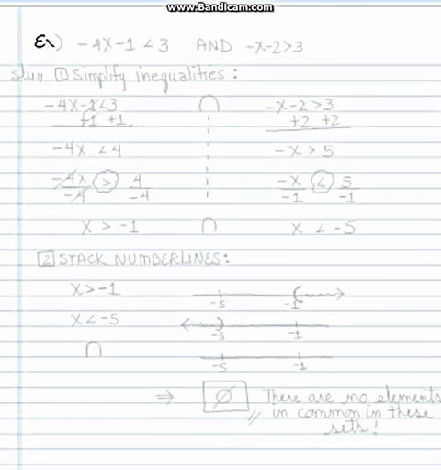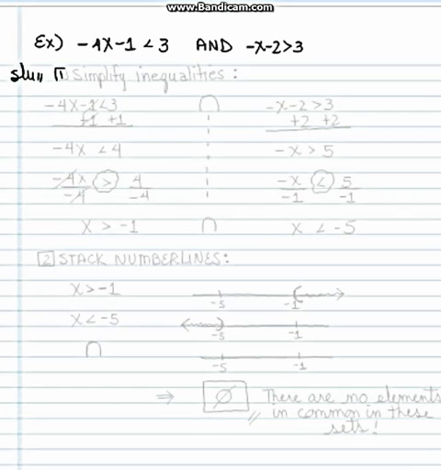To do an example of intersecting two sets together and ending up with an answer that's going to be, in this case, empty. You're not supposed to know that beforehand, but that's the way this one's going to turn out. So we're going to take negative 4x minus 1 is less than 3, and we're going to intersect it with the word and. The second inequality is negative x minus 2 is greater than 3. And we're going to follow these steps when we do this.